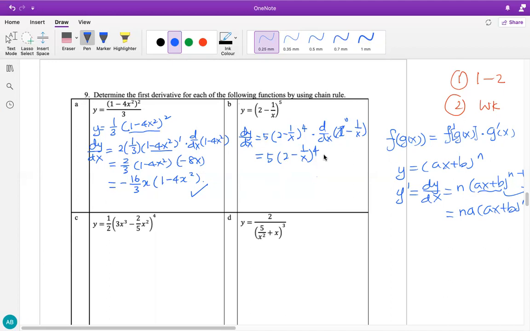This one will become negative x power negative 1, right? You differentiate, you get positive 1 times x power negative 2. So here will be x minus 2. All right, then you will change this one, right? So x minus 2 is 1 over x squared. Therefore, you get 5 over x squared times (2 minus 1 over x) power 4. Okay, so this is the answer.